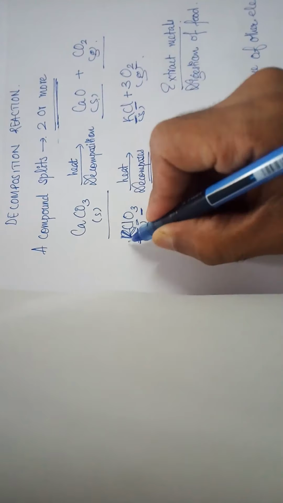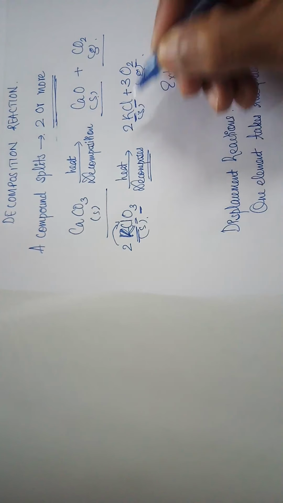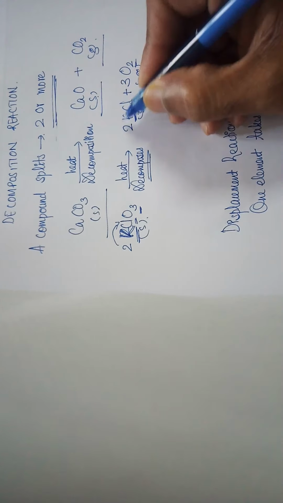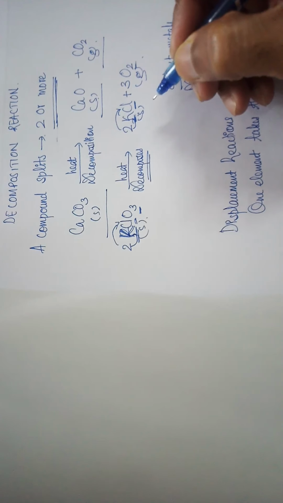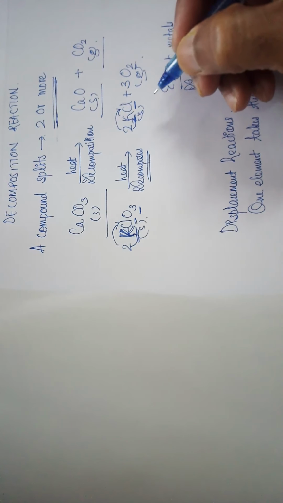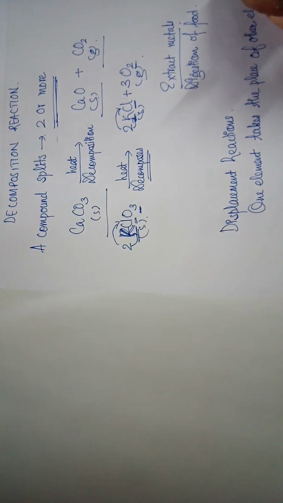And what about chlorine? Chlorine is 2 here, and now you have to make it 2, so you put 2 here. Then 2 chlorine is here and 2 chlorine is in the reactant side, that is okay, and 2 potassium here in the reactant side and 2 potassium here in the product side. This is a type of decomposition reaction.